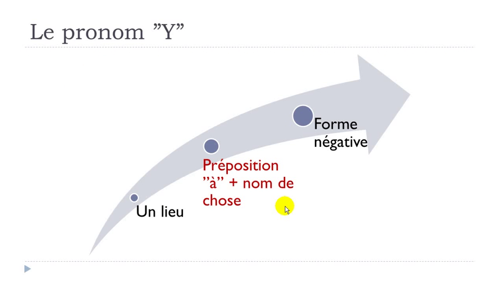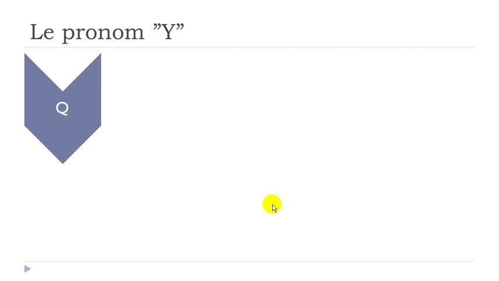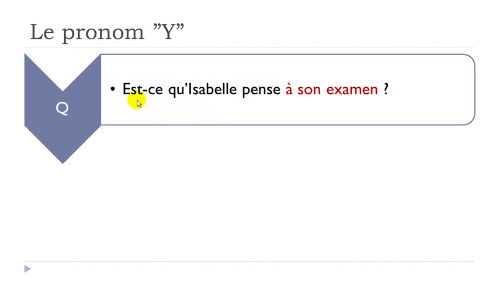Second situation when we can use this pronoun I or Y, it's when you replace this preposition à and then a noun of thing. Let's see now. Est-ce qu'Isabelle pense, penser is to think, à son examen, exam, okay, to think about. Est-ce qu'Isabelle pense à son examen?